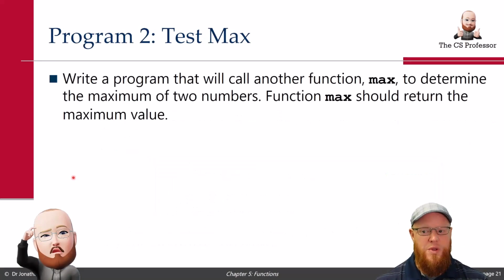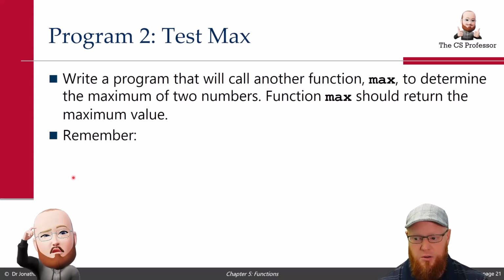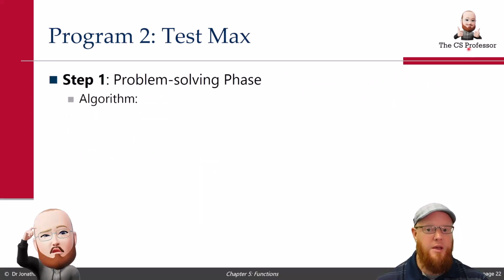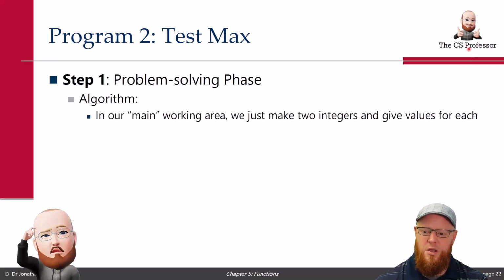Let's now revisit and code up that full program that we were just showing. We want to write a program that will call another function max to determine the maximum of two numbers. The function max should return that maximum value. So even though we already saw it when going over the anatomy of a program, let's now discuss it before we code it up. Step 1, problem solving phase, we have to have in our main working area two integers, and we need to have the values for both of those integers.